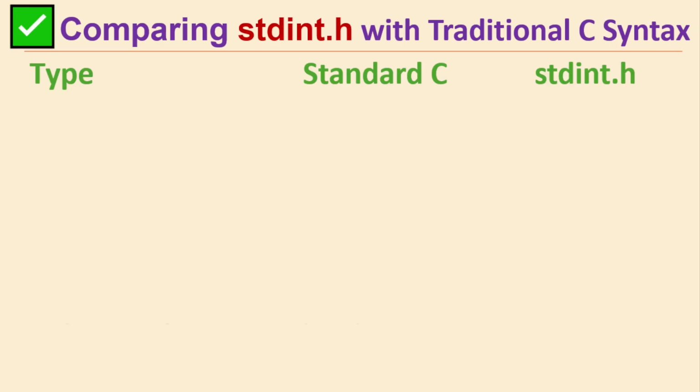Comparing stdint.h with traditional C syntax. Would you like to compare the syntax of stdint.h with traditional C data types? Here's how they differ. The first column lists traditional C data types. The second column shows the standard C types, and the third column displays the types from the stdint.h library. The data types in the stdint.h file are defined using the typedef keyword based on traditional C data types.